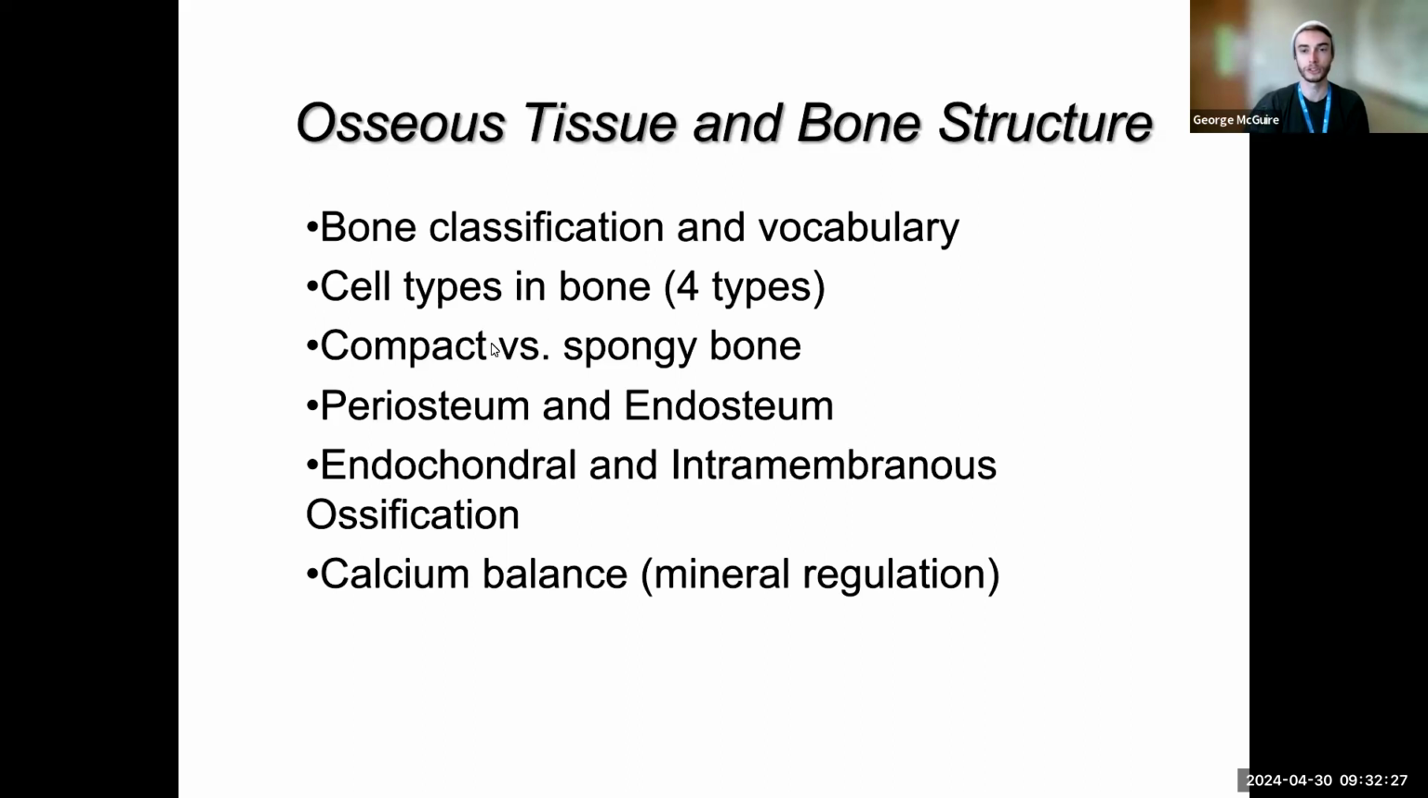We'll look even closer at specifically compact versus spongy bone, which just ends up in different arrangements with our other classified types of bones. The periosteum and endosteum, which are the membrane layers within our bone, and then how bone grows and how it functions as mineral regulation, as storage for minerals like calcium and phosphate and magnesium, and how we regulate that storage or access to those minerals by using bone.